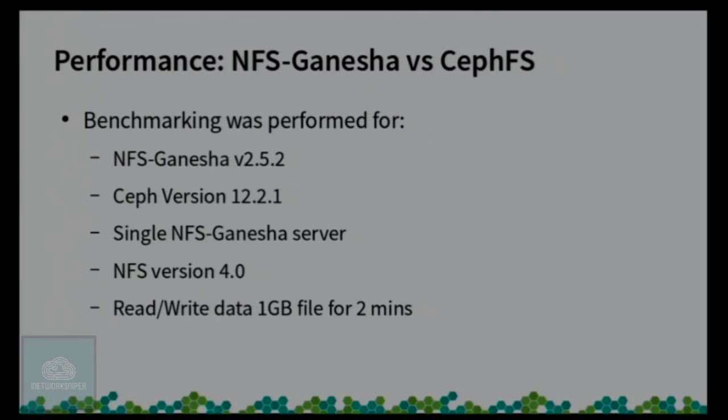So for NFS-Ganesha, I used NFS-Ganesha version 2.5.2. There's already 2.6 tagged upstream, which has quite a few improvements over this version, so you should keep that in mind when looking at the output. Ceph version 12.2.1, we tested with only a single NFS-Ganesha server, and we mounted using NFS version 4.0. For my test, I was reading and writing to a 1 GB file for approximately 2 minutes.